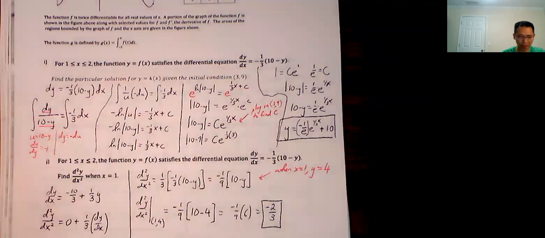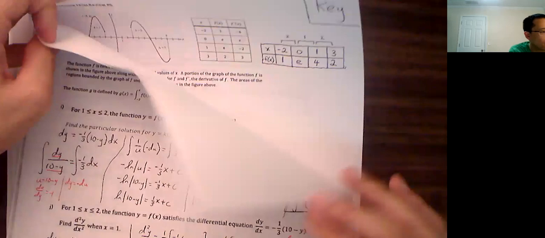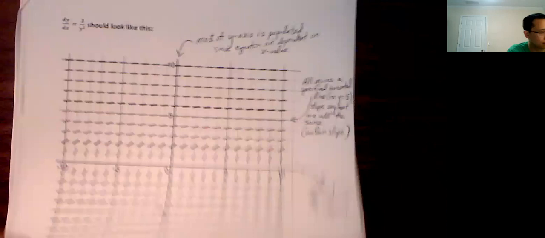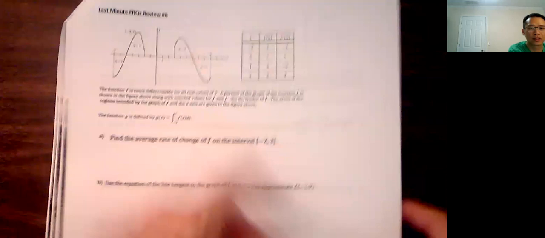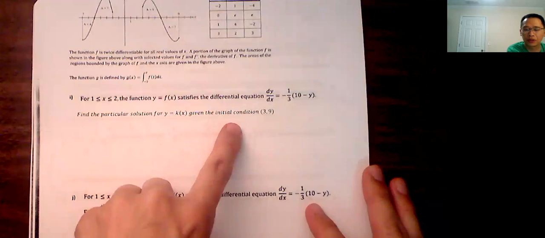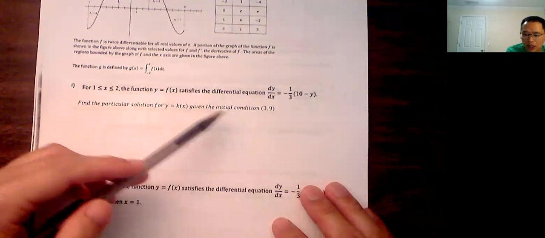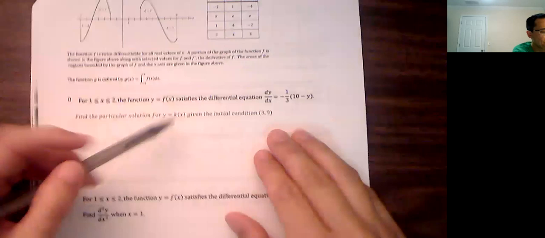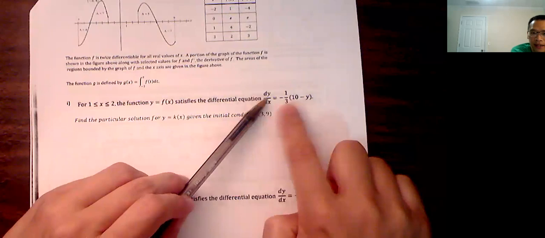Okay. So this is off of worksheet 6, and this is part I. I'll work through it from scratch. Find a particular solution. So I'm going to start off by cross multiplying, separating the variables. But really the only thing that I need to move is this dx, right? Move the dx over to the right side and then move the 10 minus y over. I'll do the dx over first.